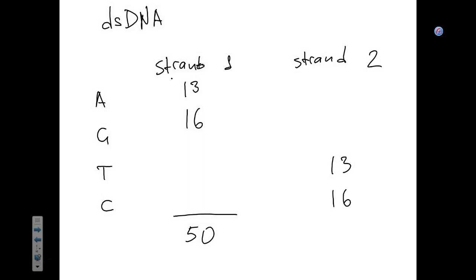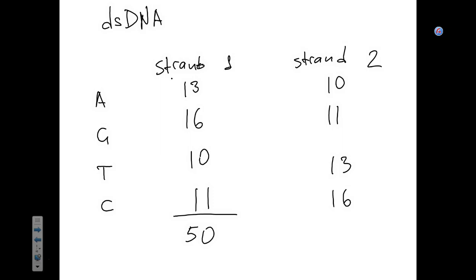Strand number 1, on top of that, has 10 T's. So how many A's in strand number 2? And strand number 1 has 11 C's. So how many G's? 11.